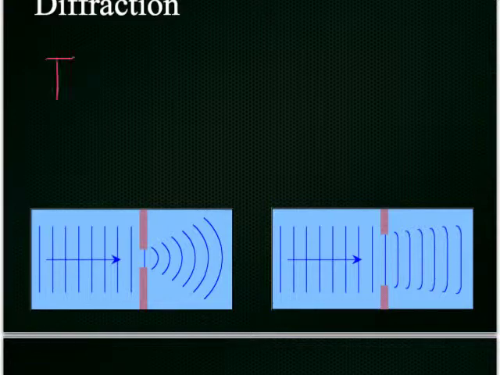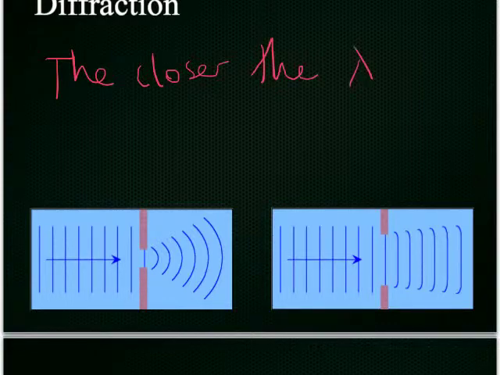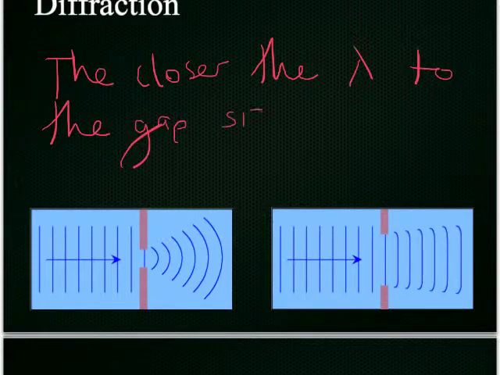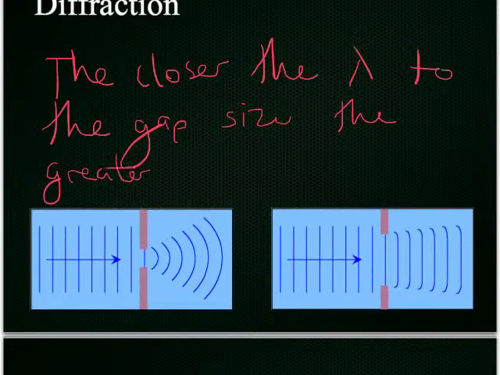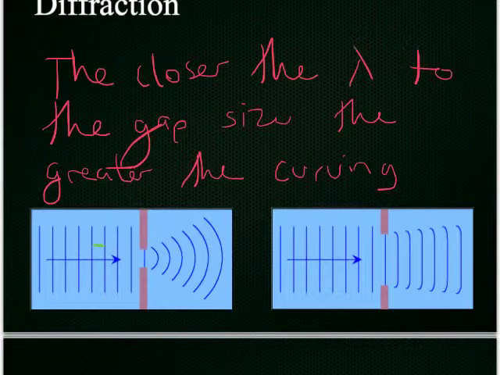And the closer the wavelength to the gap size, the greater the curving. Okay, so this wavelength there is about similar to the gap size. Okay, however on this one here, this wavelength is much smaller than the gap size, so there's only little curving here, and this one there is large curving.